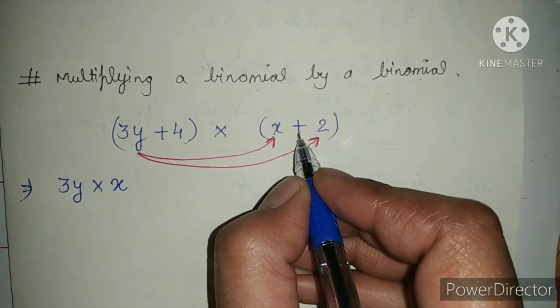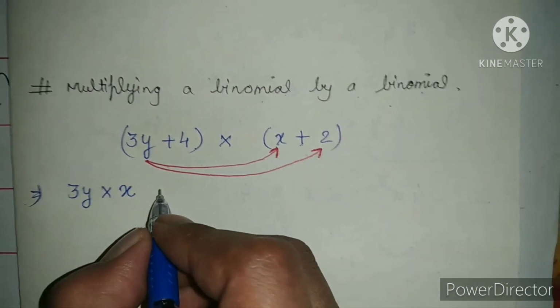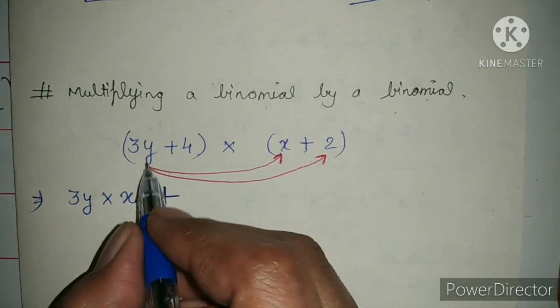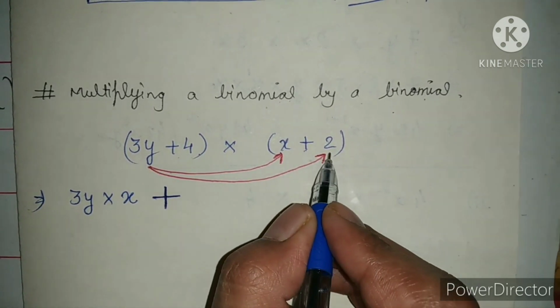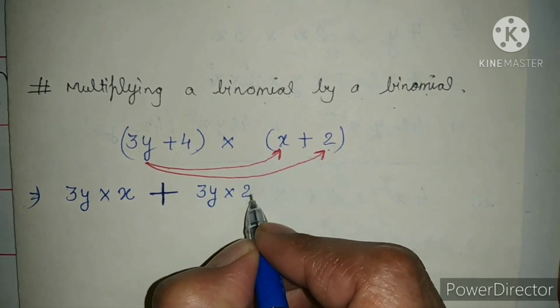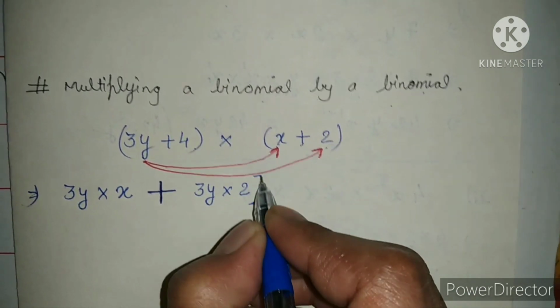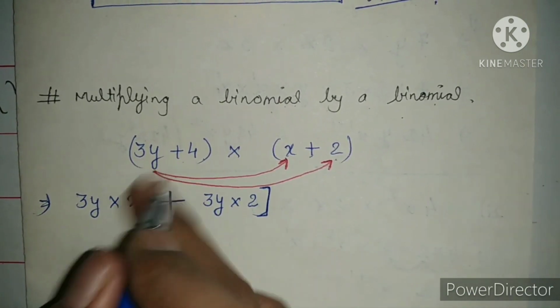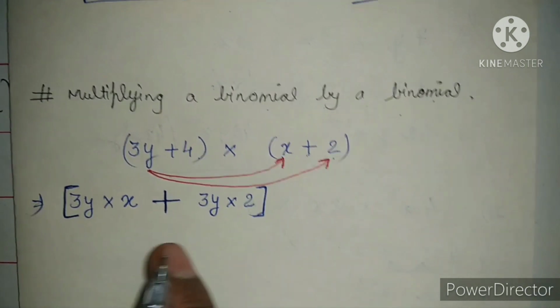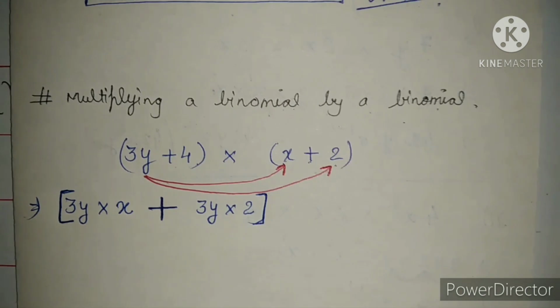Now what is the symbol here? Plus. So plus symbol, okay. Now 3y is going near to 2, so 3y multiplying by 2. This we have done with the help of 3y. So here I am putting a bracket, okay. This will help you to recheck your answer.